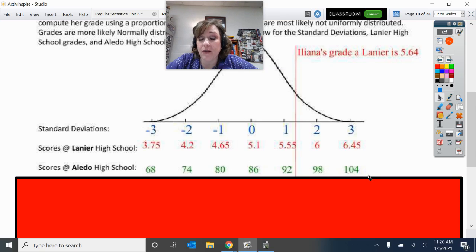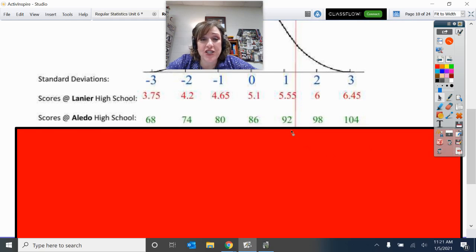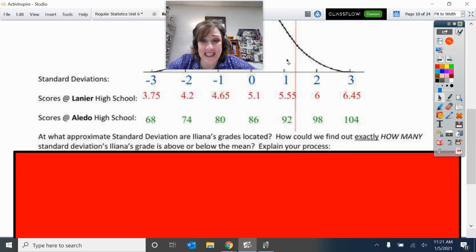All right, so now let's locate where Ileana is in the spread of grade distributions. She is about right here. So here's 5.55. She got a 5.64, so it's somewhere in between 5.55 and 6. It's going to be somewhere in this location. And I don't know exactly because that's not a whole number above the mean, I can't say, oh, she got a 5.55, well, that's a 92. I can't do that. Now I have a situation where I want to find out exactly how many standard deviations above the mean she is.